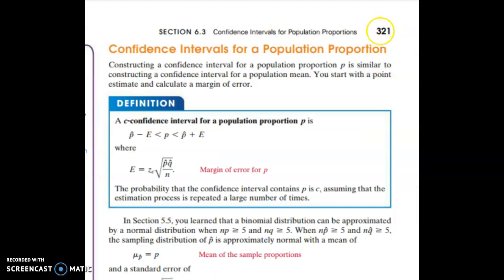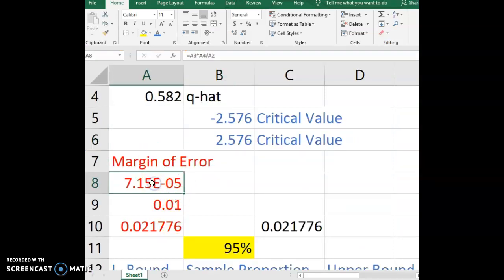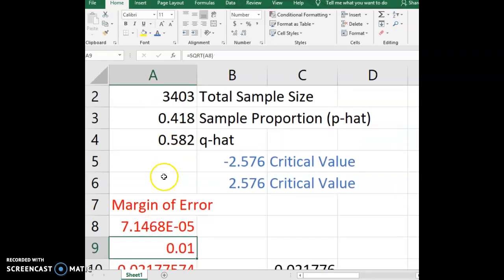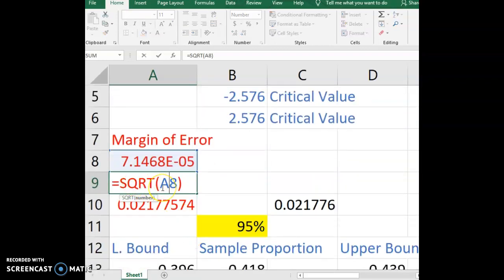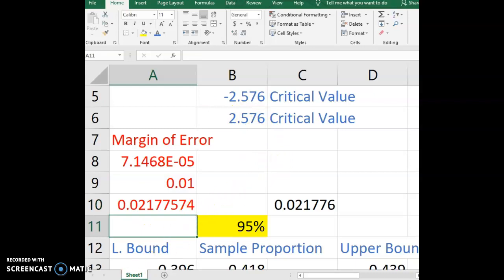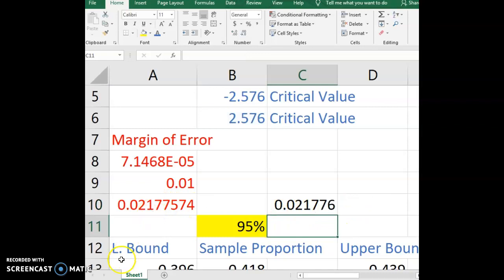And our formula to construct a confidence interval for a population proportion is listed here. We've solved for all of these values. Now we just need to plug them in. And plugging them in will give us the margin of error for our confidence interval. The first thing we want to do is our p hat times our q hat divided by the total sample size. After you've done that, take the square root of that answer and then multiply that square root answer by the critical value. And that's broken up into steps there. You could type it in all at once and you get the same result.